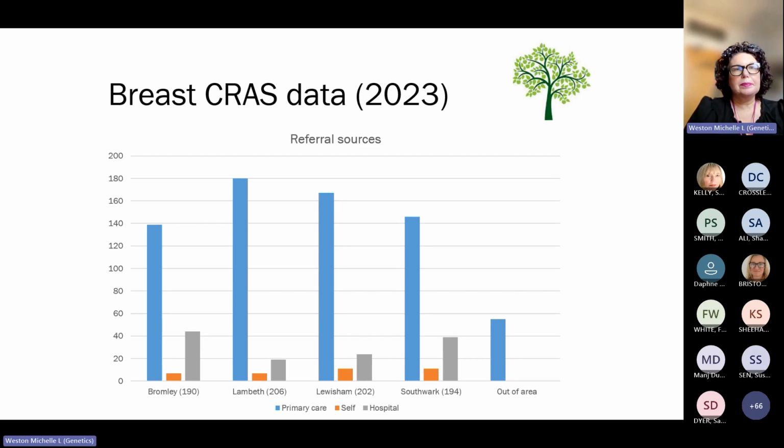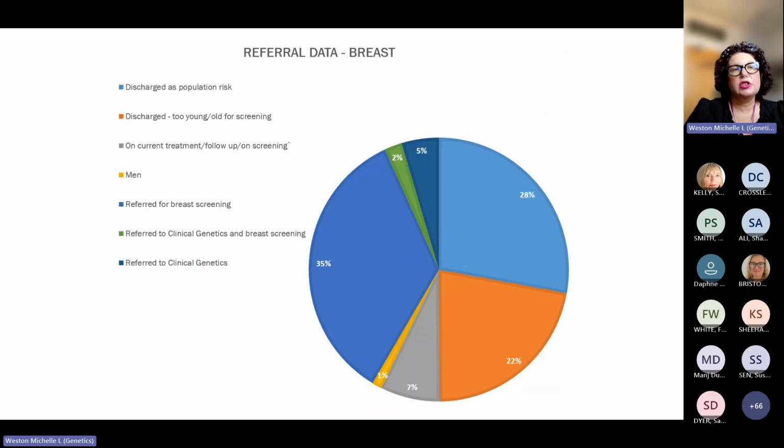So then here, I just wanted to highlight this slide, this pie chart, just to show that the majority of people are referred for screening, and then some we refer because they are too young or too old to start screening. And so people who are too young for screening, they then have the benefit of knowing what screening potentially they can have in the future.